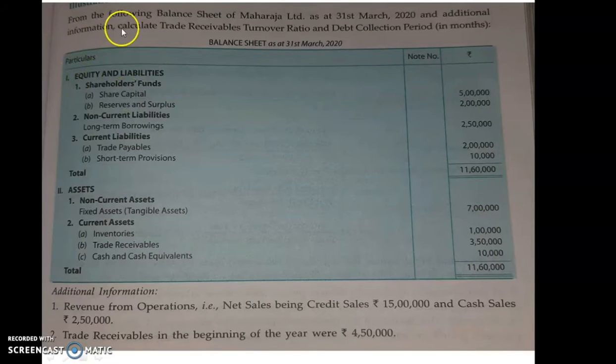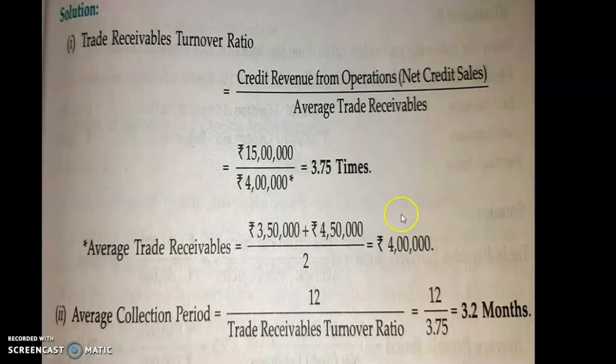Next problem is, from the following balance sheet of Maharaja Limited, you calculate trade receivable turnover ratio and debt collection period also. In months it is given. So with the requirements and the numbers given to you, we will move to the solution part. So what is the formula? First of all, let us write the formula. Trade receivable turnover ratio, that is credit revenue from operation divided by average trade receivables.